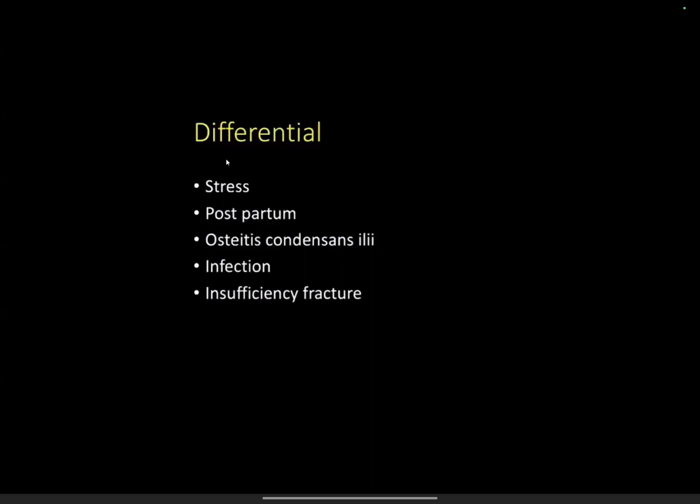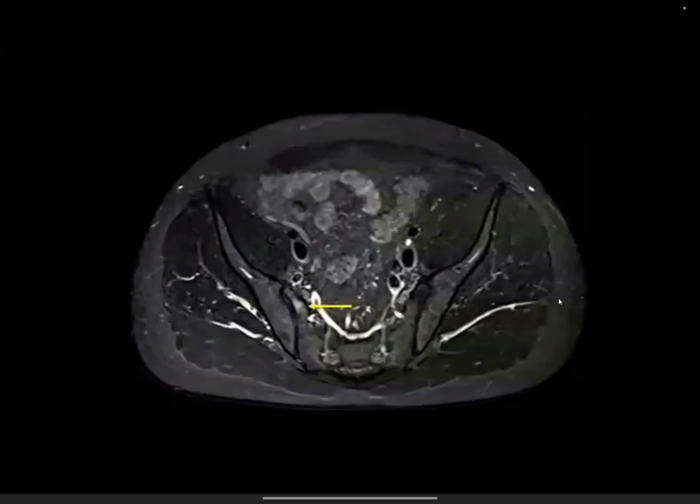Now, this is mostly about sacroiliitis. And now coming back to why I was emphasizing about the history, because that history helps us differentiate from a spectrum of more common differentials, and they should not be missed. These important differentials include stress, postpartum osteitis condensans ilii, infection, and insufficiency fracture.